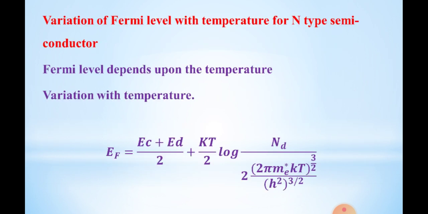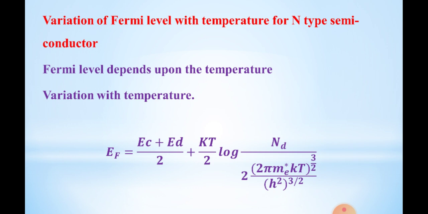To study this, first you should know the formula for Fermi energy for N-type semiconductor. By using some derivation, we can find the value of EF. Now I have written only the value. So the Fermi level is denoted by the symbol EF, and it is given by the formula EF = EC + ED by 2 + KT by 2 log ND divided by 2 into (2 pi ME star KT by h squared) the whole power 3 by 2.